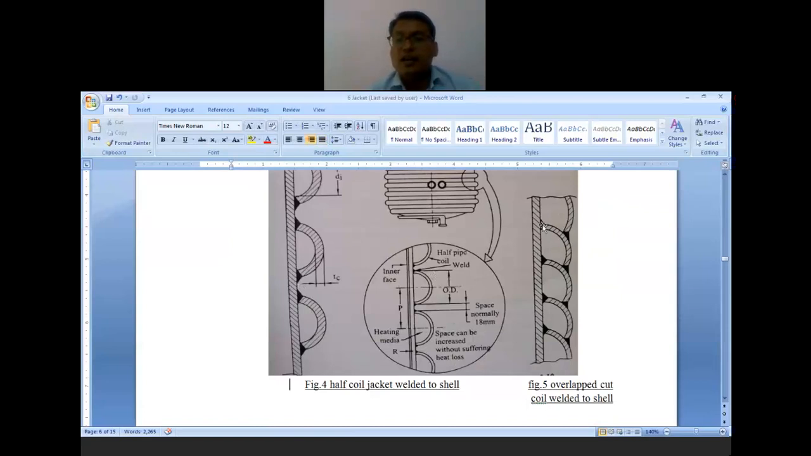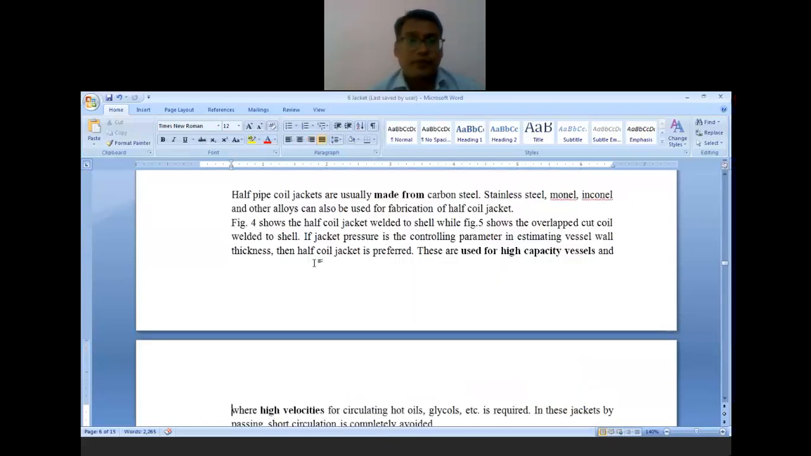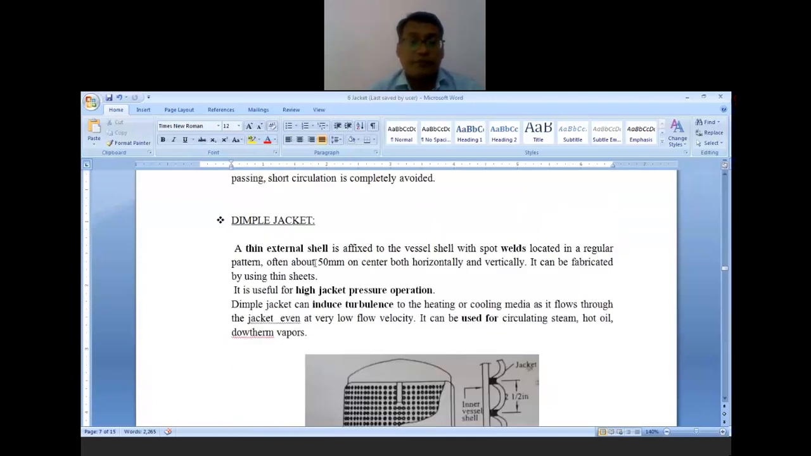Here the half pipe coils are welded. These are the overlap cut coils, which are cut at 120 degrees. These are 180 degrees cutting. Half pipe coil jackets are usually made from carbon steel, stainless steel, monel, inconel, and sometimes copper or nickel. They are used for high capacity vessels where higher velocities for circulating the hot fluids are required.